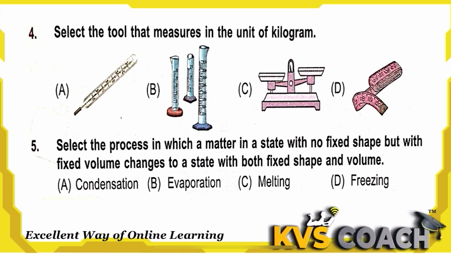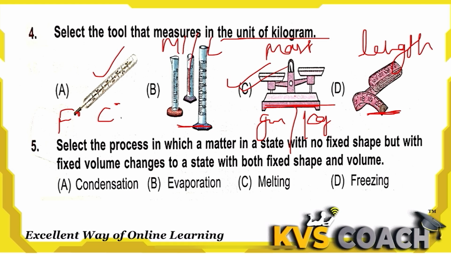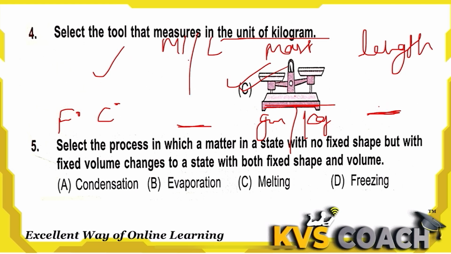Next is, select the tool that measures in the unit of kilograms. I already told you, this is the thermometer, the unit is Fahrenheit or degree Celsius. This is the measuring cylinder which measures volume, and the unit is ml or liters. This is the weighing scale, with which we can measure the mass of material in grams and kilograms. So this is measured in kilograms. And the fourth one is the measuring tape, and this measures length. So the right answer is option C here.